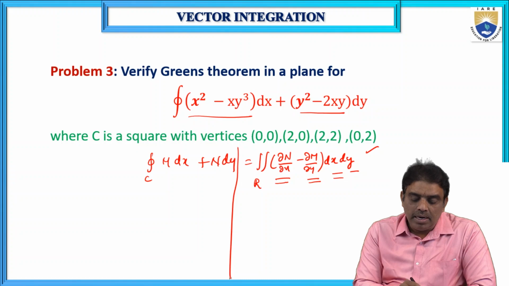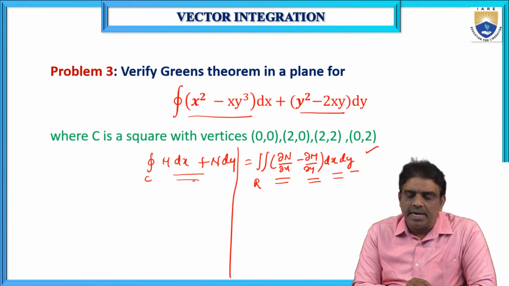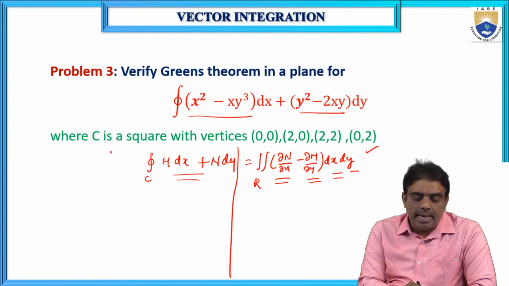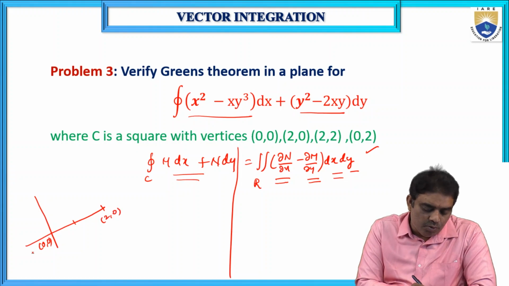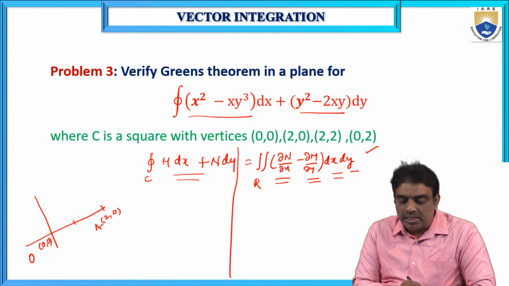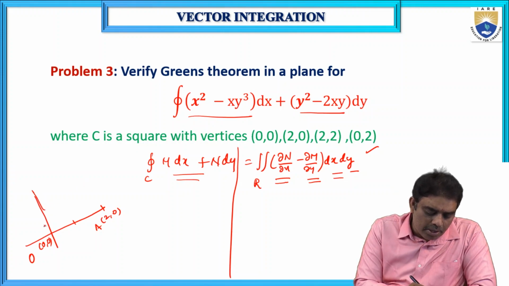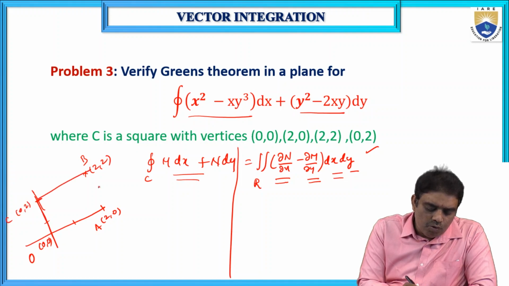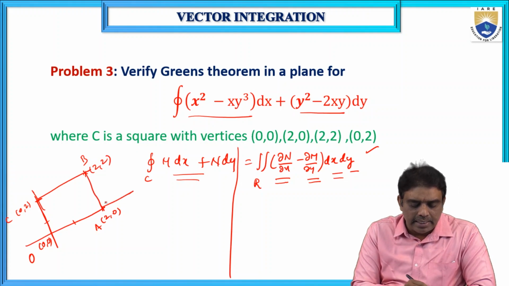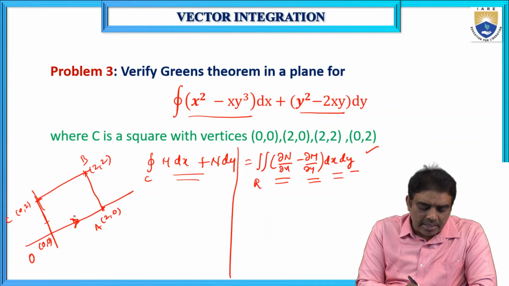You do it on your own. And here on the left hand side you have to evaluate the line integral along the curve. What is the curve? C is a square with vertices 0,0 as one point, and 2,0 as another point, and 2,2, which is the point B, and the other vertex C is 0,2. So these are the 4 points to consider as the limits, and I will tell you the limits of integration.